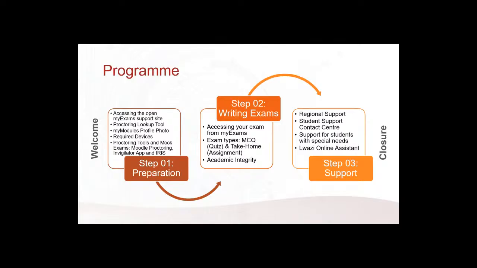But I believe all of you have done the integrity course this year already. So you should have a good understanding of what is academic integrity and why it's so important that we proctor these various exams. Then lastly, where do you go if you need support? There's various support structures available at UNISA. You can go to the student support contact center. You can also go to your regional centers to ask for support, but we will cover all of that as well.